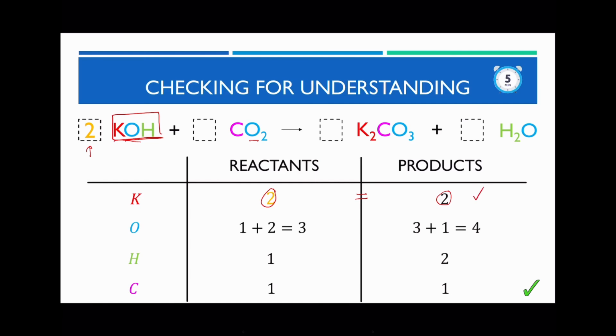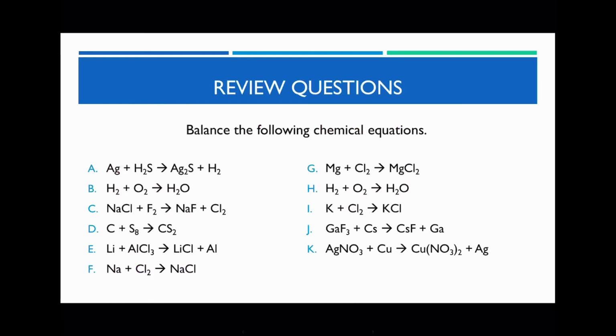Now, please keep in mind that by adding a 2 in front of here, you also change the number of oxygen atoms as well as the number of hydrogen atoms in the reactants. So by adding a 2, the total number of oxygen atoms on my reactants is now equal to 4, so this is now balanced, and the total number of hydrogen atoms on my reactants is now equal to 2, and now this is balanced. And by doing so, the number of atoms for each element is balanced. So this is the complete balanced equation for this particular reaction.